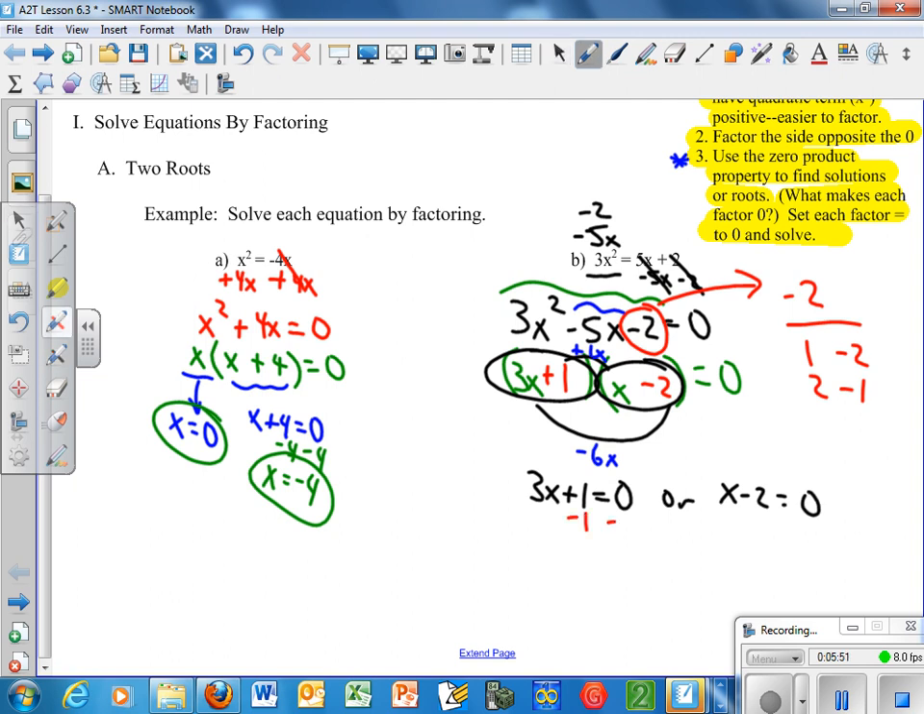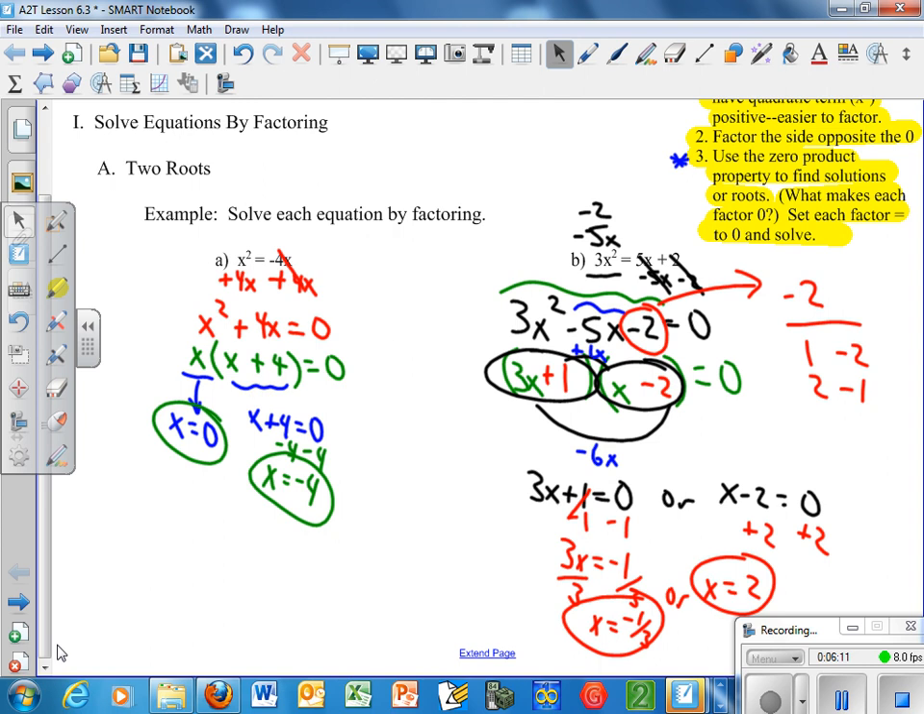So here I'm going to subtract 1. So 3x is negative 1. I'm going to divide by 3. So I get x equals negative 1/3. Over here I'm going to add 2, or x is equal to 2. There's my two roots, one of them being a fraction. And I would leave them as fractions.